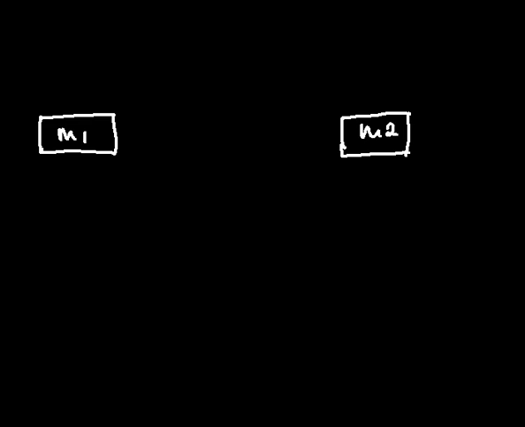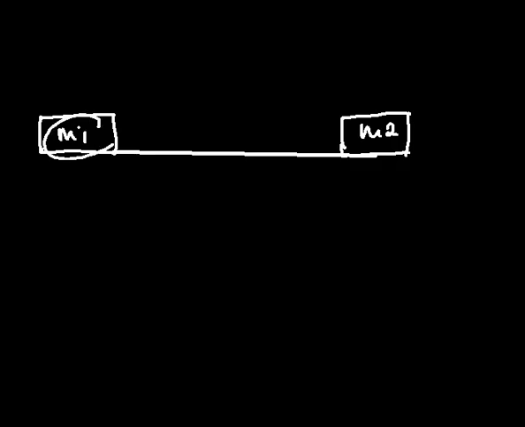Now let's say we have a system of masses in one dimension. This is the object of mass 1, and let's say we have an object of mass 2, which I'll call m2. Let's say the two objects are connected by a metal bar, or rather the objects are mounted on a metal bar like that.